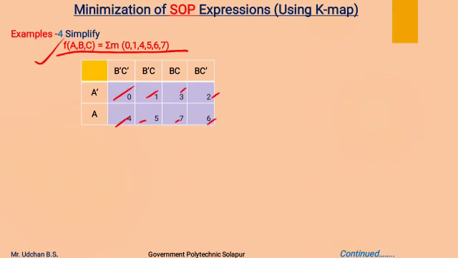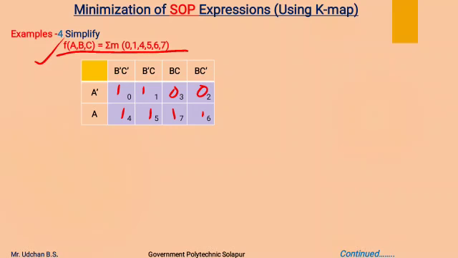This is fixed, this is not going to change for any of the K-map. Now here vertically A and A bar are taken and horizontally B and C variables are taken. Now we will enter the one for the respective min terms which are available in the equation, for 0, 1, 4, 5, 6 and 7. For remaining we will enter zeros.